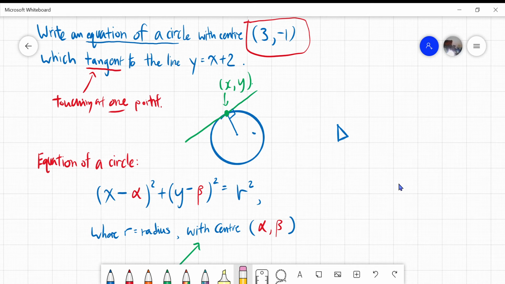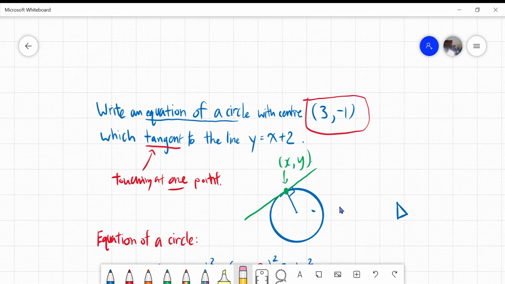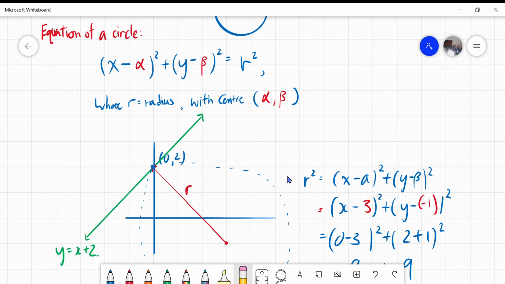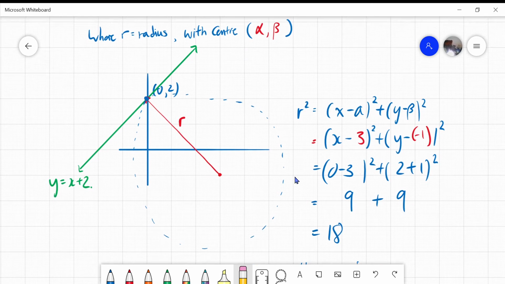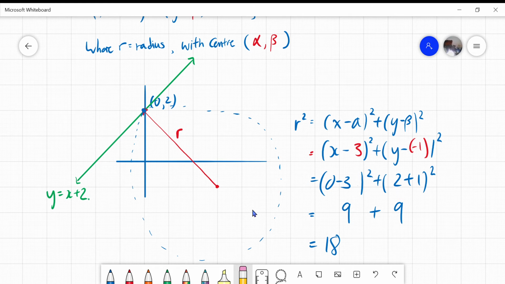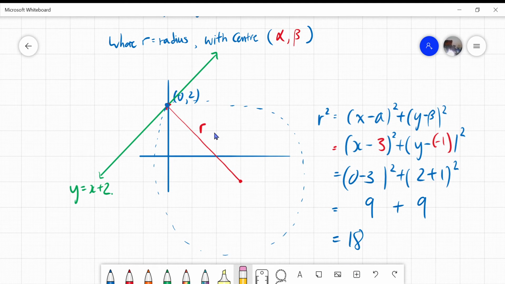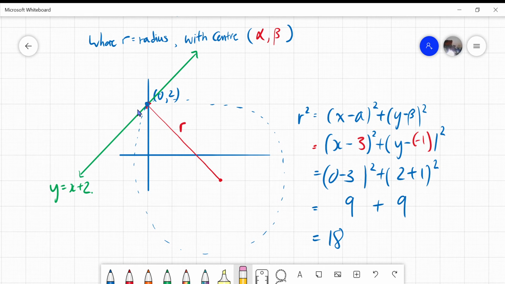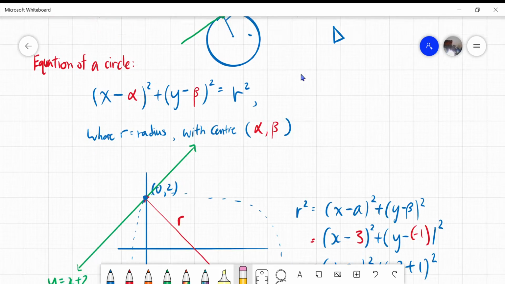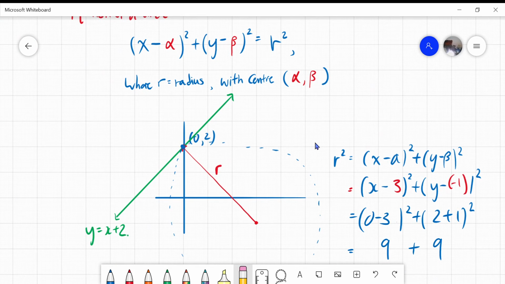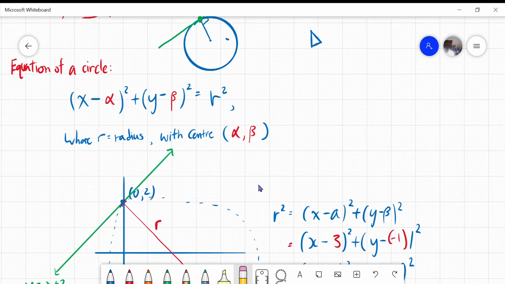So this week we will be revisiting our solution to the problem we solved the other day, and we used a method that was totally reliant on intuition. Our intuition told us that the point (0, 2) was the point where the line y = x + 2 was tangent to the circle right over here. But today we're going to use a more algebraic way that doesn't involve guessing.